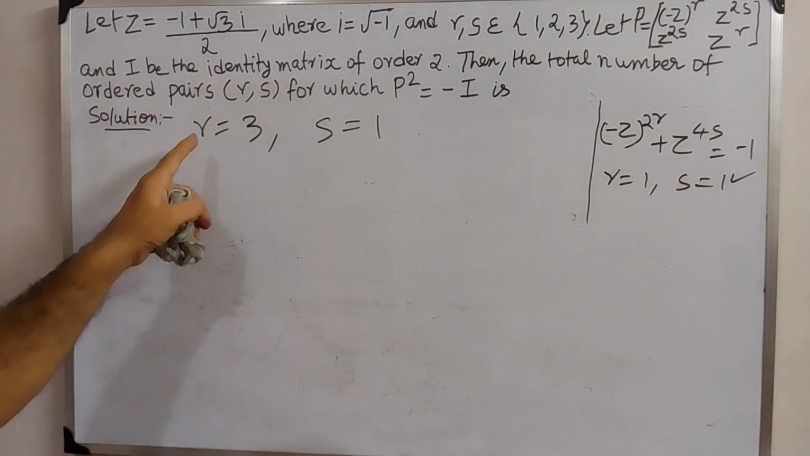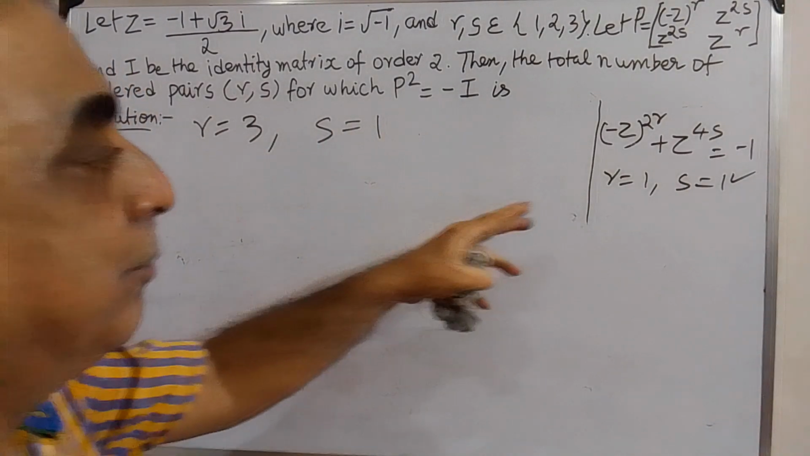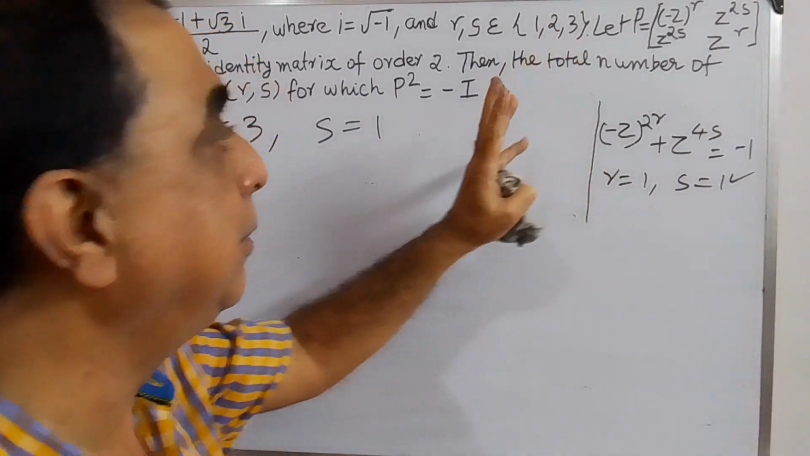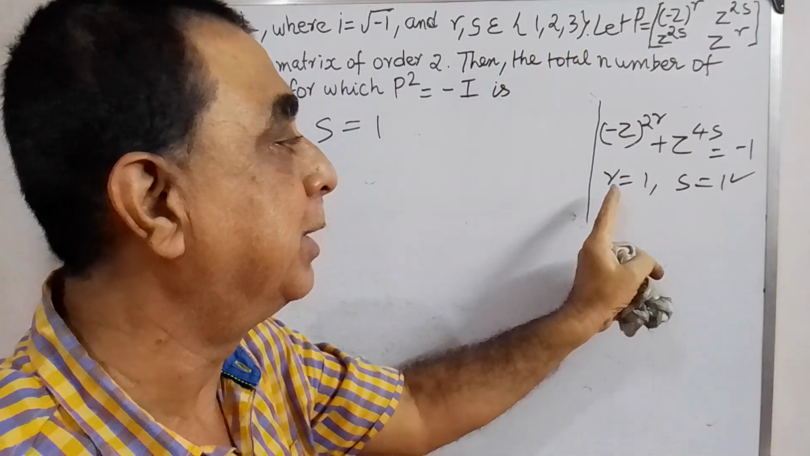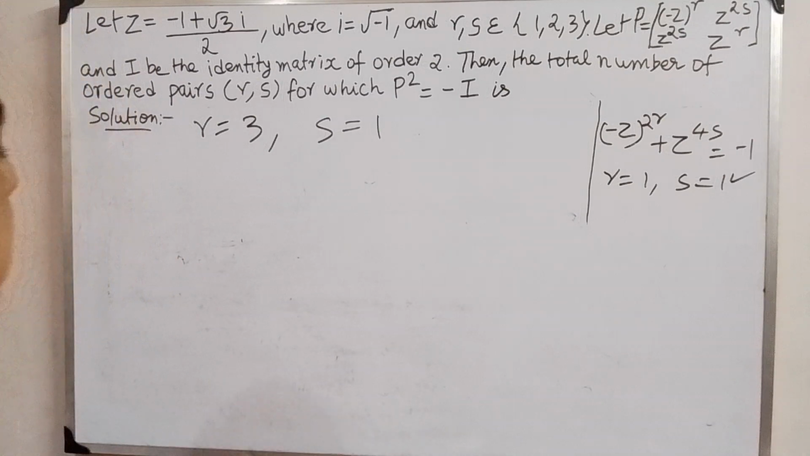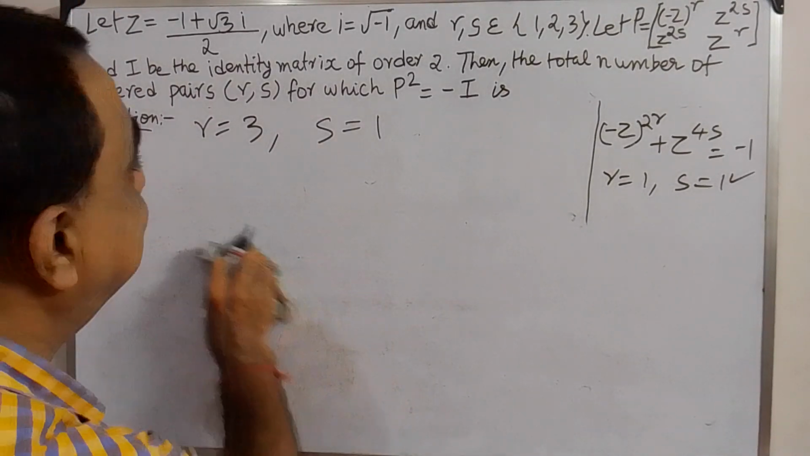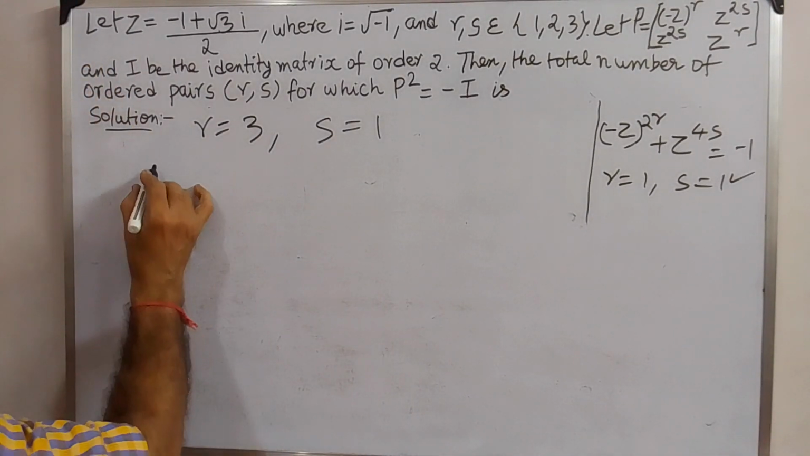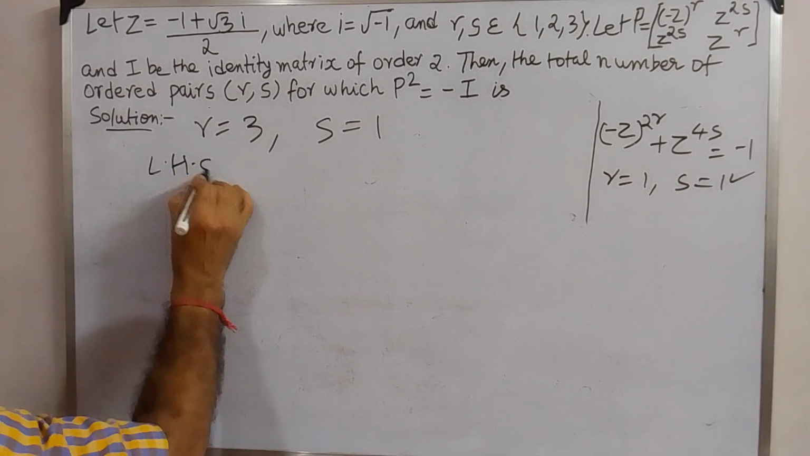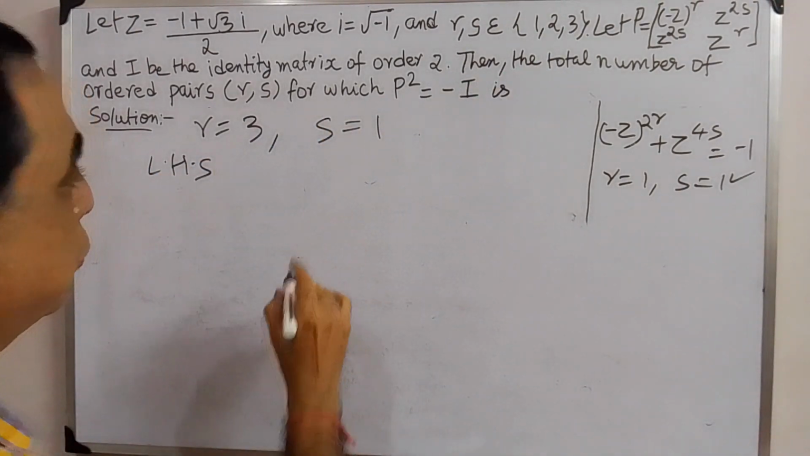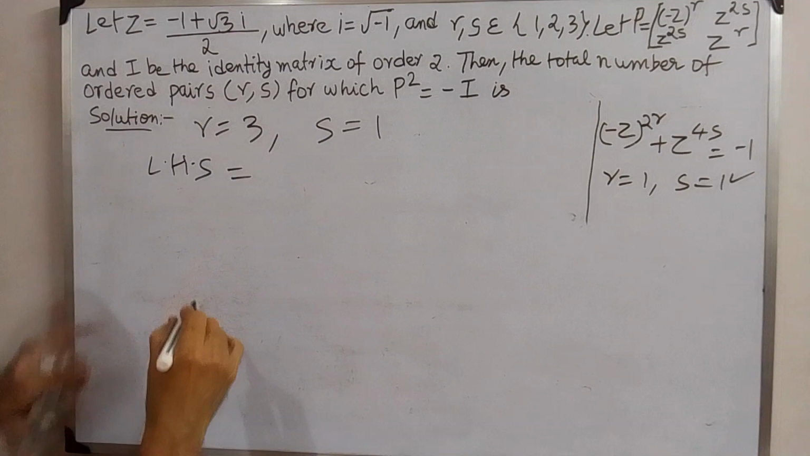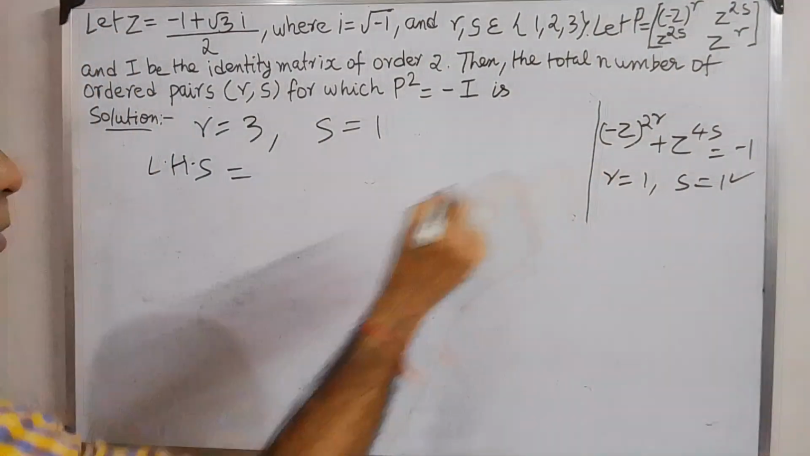Because r equals 1 we have checked, s equals 1, 2 and 3 we have checked, and only r equals 1, s equals 1 is possible. Now let us check r equals 3 and s equals 1. Because r cannot be equal to 2, I have explained why. So the left hand side will be what?